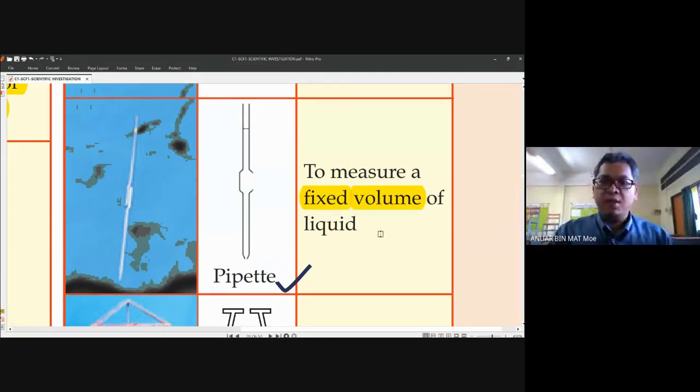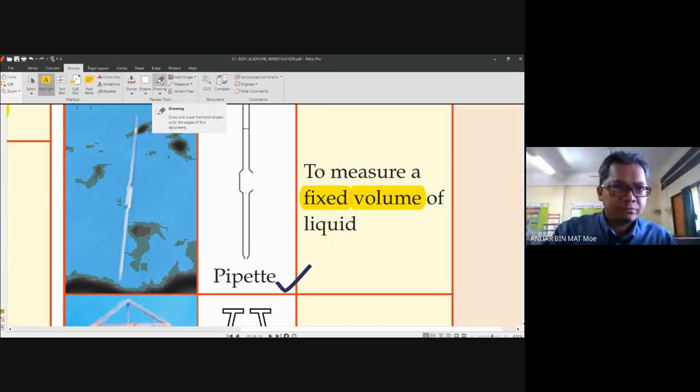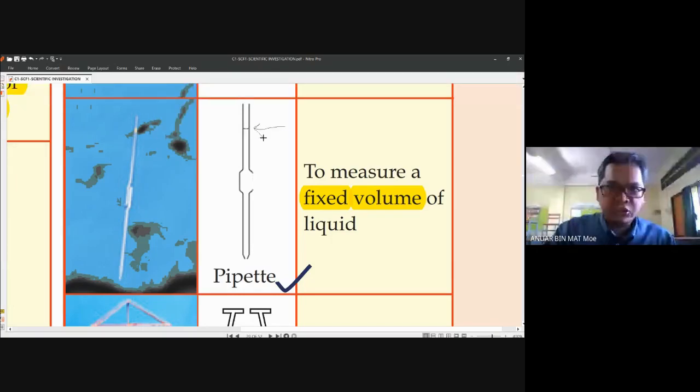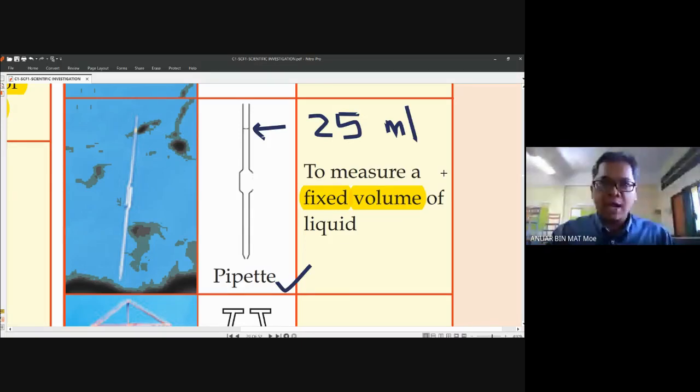Fixed volume. The pipette here only measures 25 milliliter of liquid only. You can see the notch here. It can only measure accurately 25 milliliter of liquid. That's all. Fixed volume.